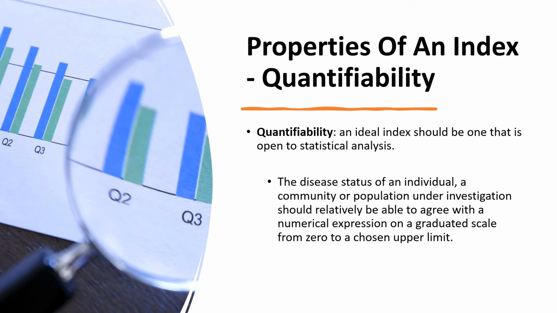Now, when numbers are assigned, the reason is that you can then compare the quantity of this disease in this person with that in another person, or from this community with another community. But if you cannot quantify the presence of the disease statistically, you cannot compare them with other communities or other individuals.